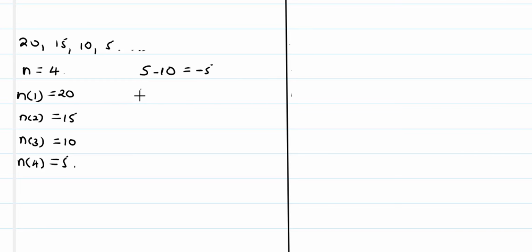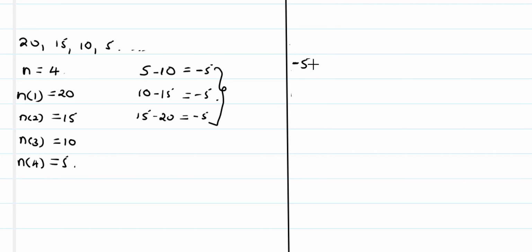Then I go to the third term, which is 10 minus 15. So that becomes negative 5 again. Then we go to the second term, which is 15, minus the first term, which is 20, and 15 minus 20 is also negative 5. So as you can note, the difference in all the terms is just the same. It is negative 5. Then from there, we take this common difference, because it's the same. We can say it is negative 5.